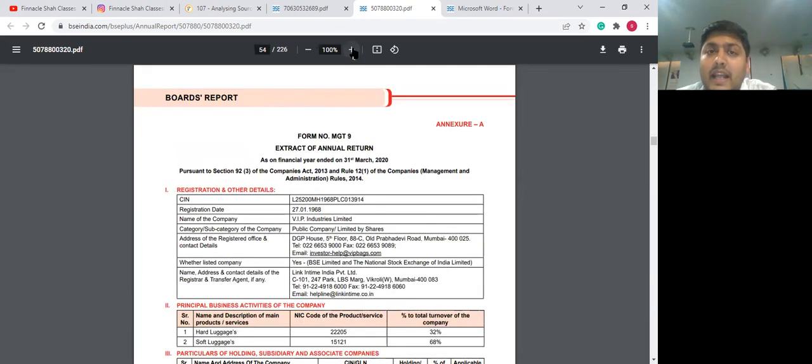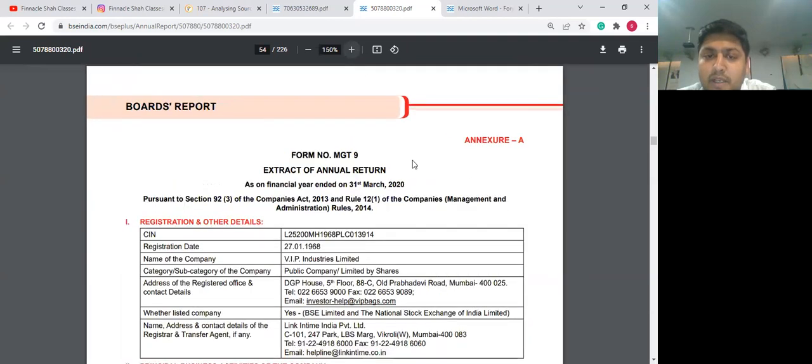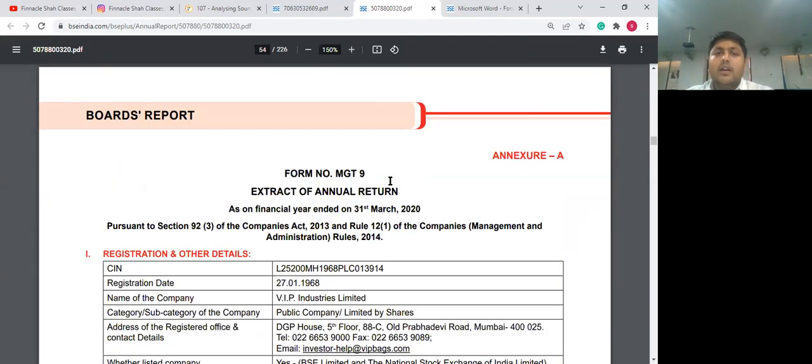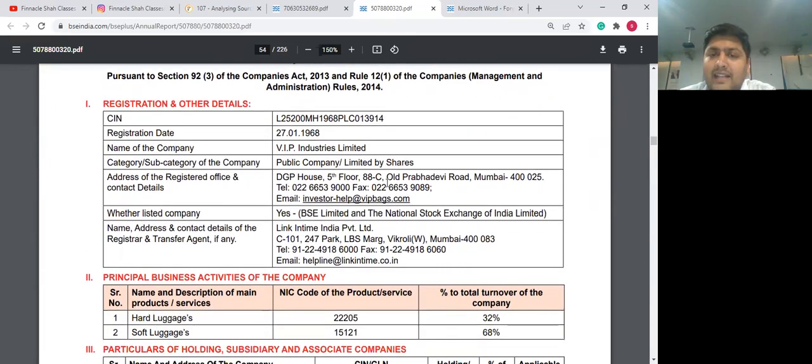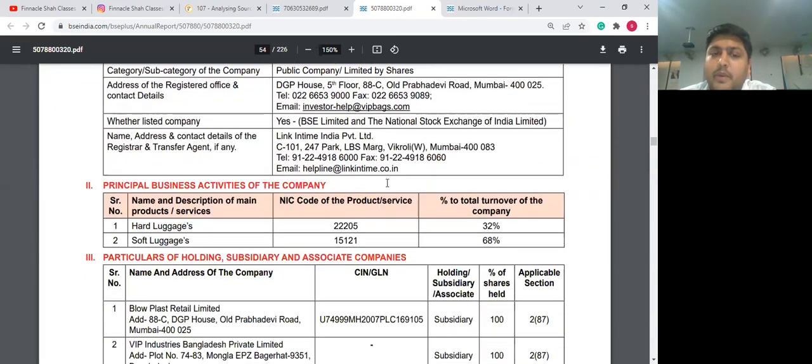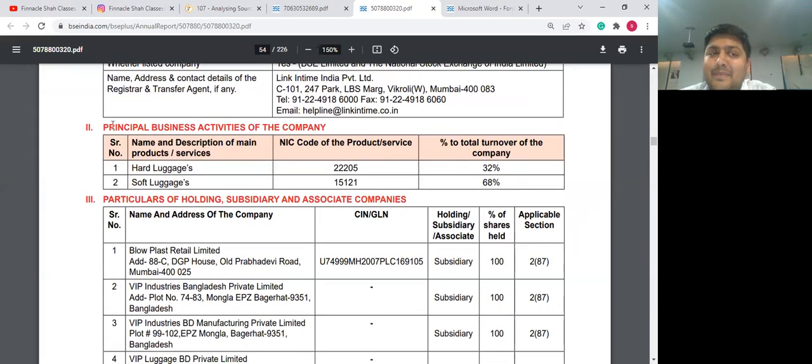Now, when you take a look at the MGT9 form, let me zoom in a bit so that you can see. This MGT9 form has all the details of the company, where its address is, and at the same time, the principal business activities of the company. As you can see here, it has given a percentage contribution to the overall turnover of the company. So how much hard luggage is contributing and how much soft luggage is contributing to the overall top line of the business.